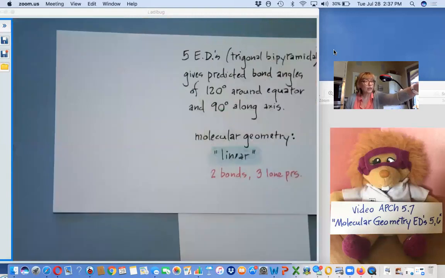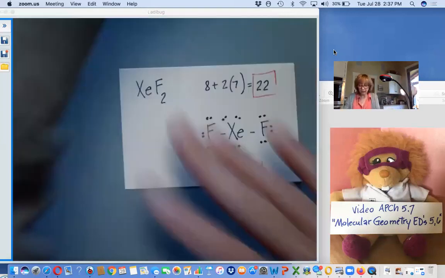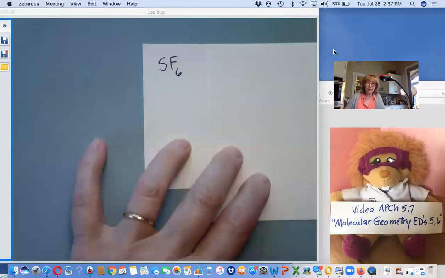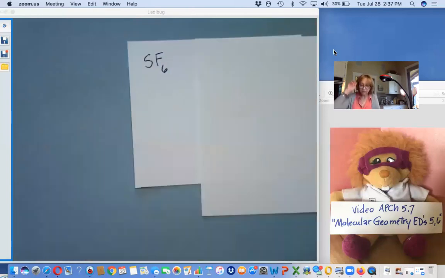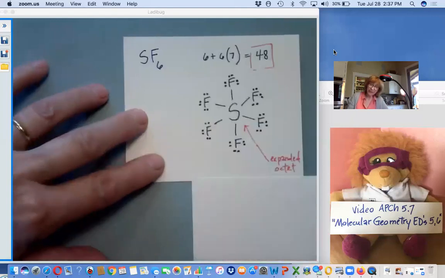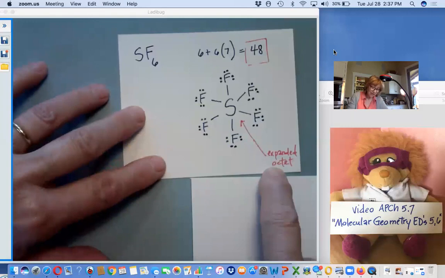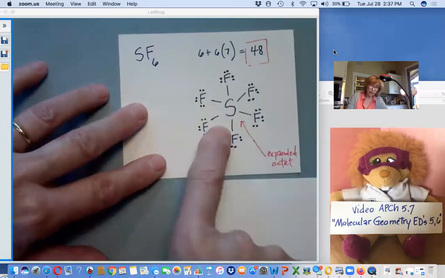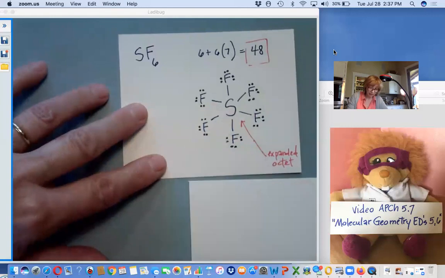Okay, almost done. Draw, please, the electron dot diagram for sulfur hexafluoride, SF6. Okay, here's what we get. Definitely an expanded octet. The central atom has not 4 bonds, but 6 bonds.